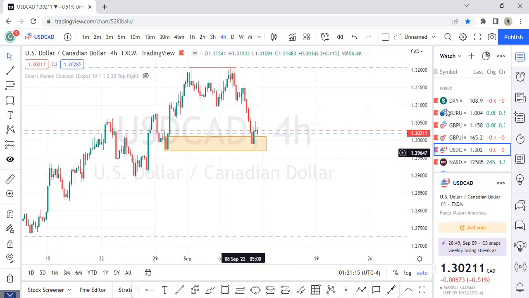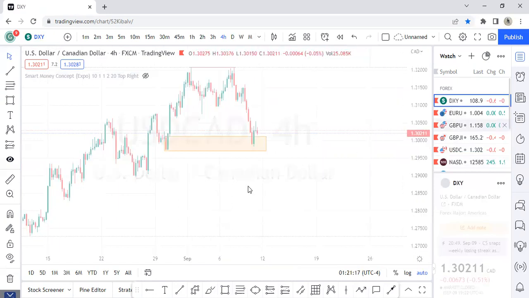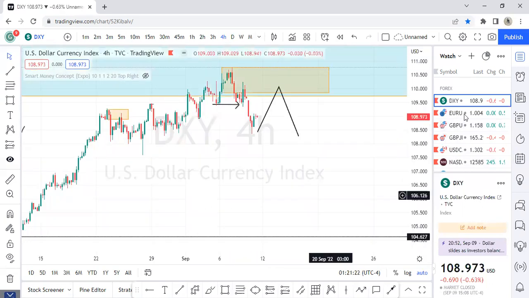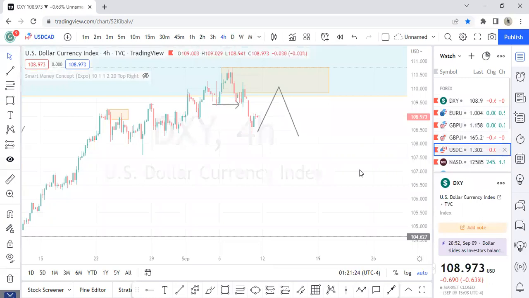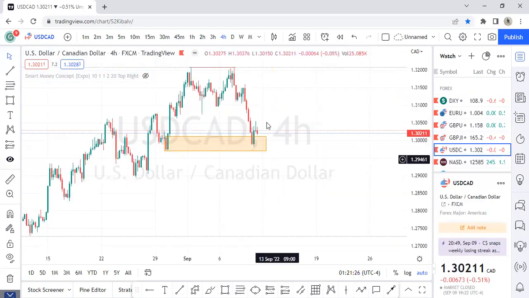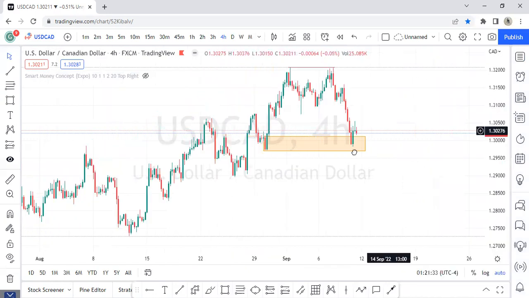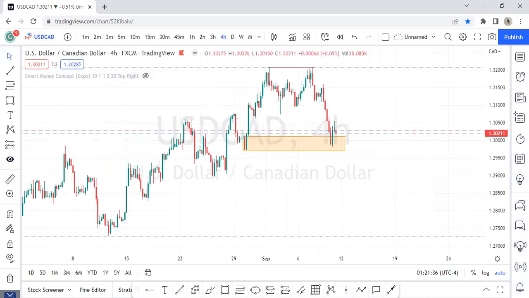Since we're expecting the DXY, the U.S. dollar, to go higher and then sell down, it's very sensible to expect that markets may clear this high and then sell down. These highs are too clean. Markets may likely go for this high, redistribute above it, and then take price lower. Let us see if this will pan out.